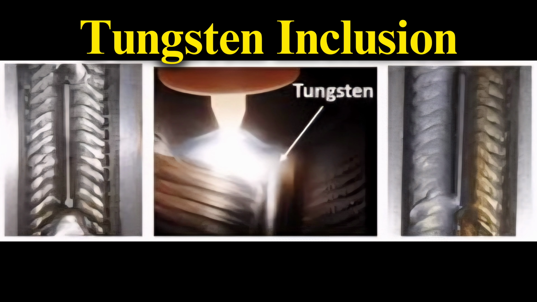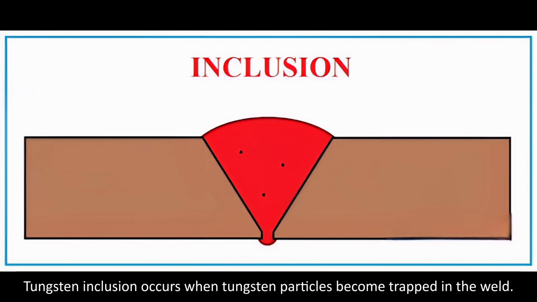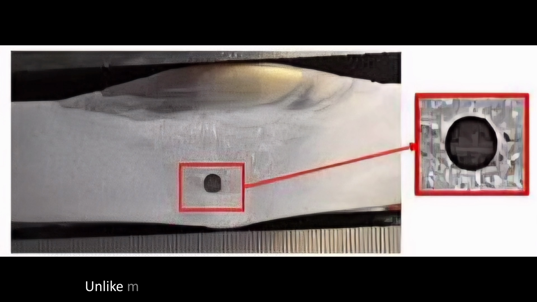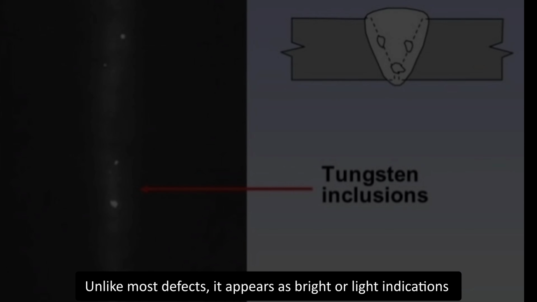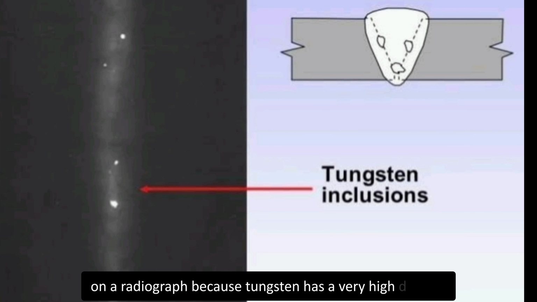8. Tungsten Inclusion, GTAW. Tungsten inclusion occurs when tungsten particles become trapped in the weld. Unlike most defects, it appears as bright or light indications on a radiograph because tungsten has a very high density.